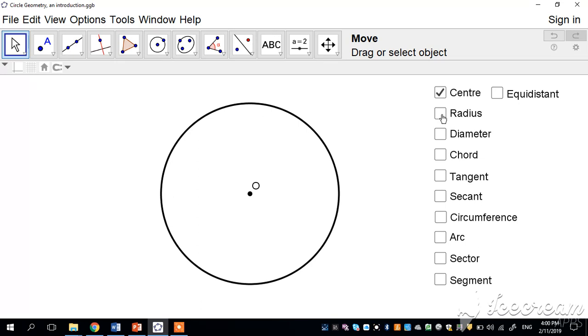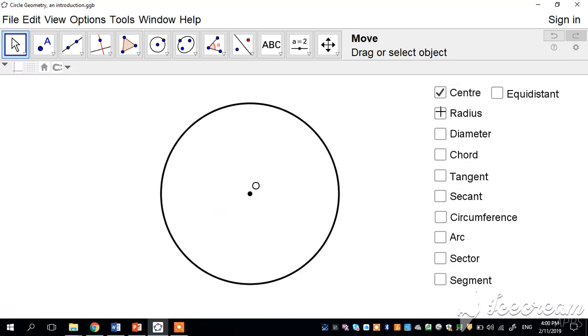All right, well, let's move on to radius. Radius is a line segment from the center of a circle to a point on the circle. If we need to use more than one radius, we use the plural, which is called radii. So radii means more than one radius.